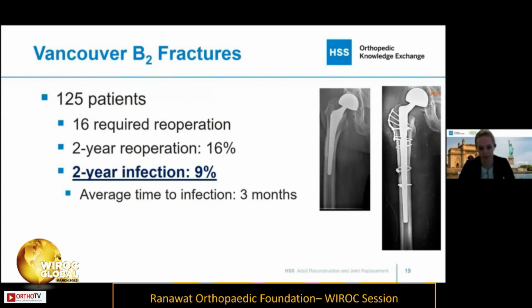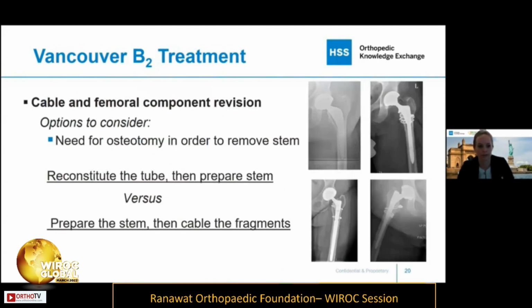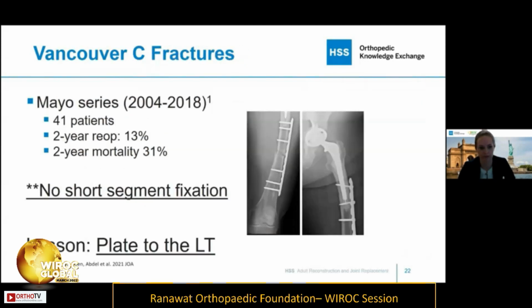B2s have a very high infection rate. So I think using any strategy you can to mitigate that risk is going to be really key for taking patients back for B2s, particularly the B2s that occur in the early stages. Now, a couple things to consider for B2s. We're looking at this with various studies at HSS now: the two different approaches to them. One, reconstituting the tube and then potting your stem, or two, preparing the stem and then cabling the fragments around the stem. I use both approaches. I think it really depends on the fracture pattern. So far, we haven't really shown that one approach is better. You have both options available.